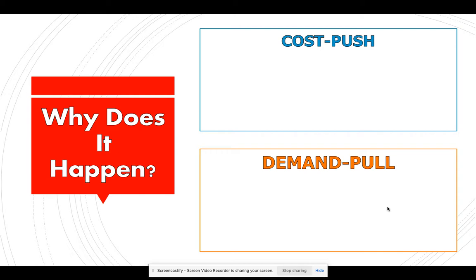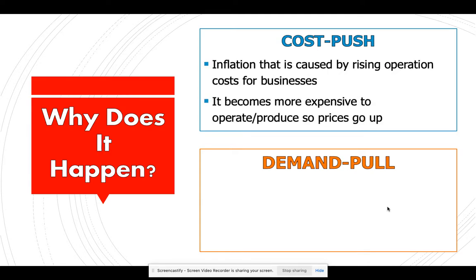So cost push inflation is prices increasing due to a supply issue. In this case, it is becoming more expensive for businesses to operate, and so they need to raise their prices to cover those added expenses. This can be for any reason that we see prices going up to operate. It does have to be something that is general to all businesses, right? If it's specific just to one industry, that's not going to affect the prices for all things.